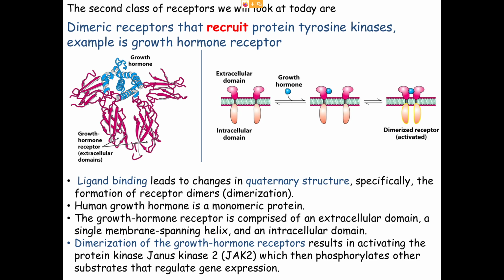Okay. The second class of receptors we'll look at are the dimeric receptors that recruit kinases. These are not 7 transmembrane things at all. So this works quite differently. So imagine, let's do the diagram here first. You have a cell membrane, and in it are the receptors we're talking about, the dimeric receptors that recruit kinases. So here we have two identical pieces, and some ligand, we'll use a growth hormone as an example, comes and binds to one of them, shown in this picture.